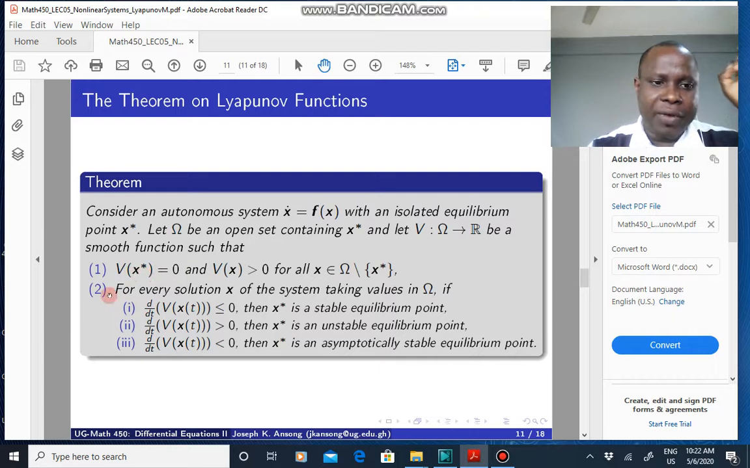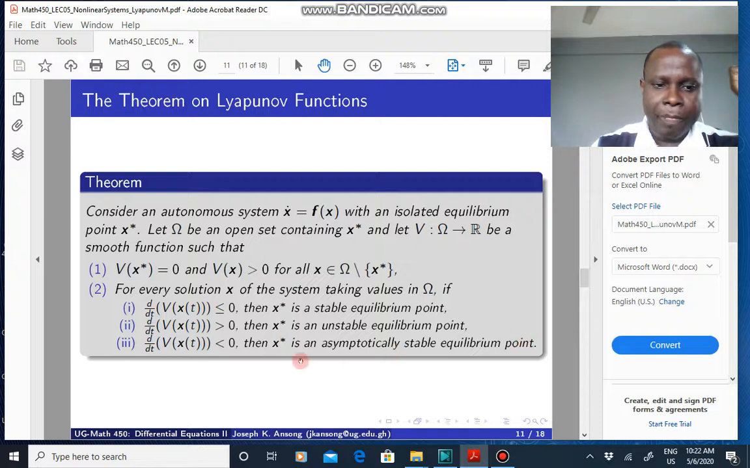Now, once one is satisfied, then 2 says that for every solution x of the system, taking values in omega, if the derivative with respect to time, the total derivative with respect to time of V, is negative semi-definite, right? It's less than or equal to 0, then x star is a stable equilibrium point. If the derivative is strictly positive or positive definite, then x star, that's the equilibrium point, is an unstable equilibrium point. If the derivative is strictly negative, right, it's negative definite, then x star is an asymptotically stable equilibrium point.